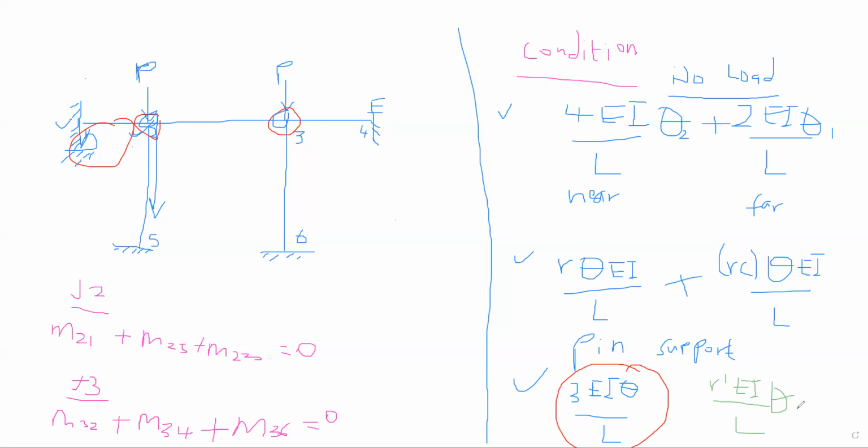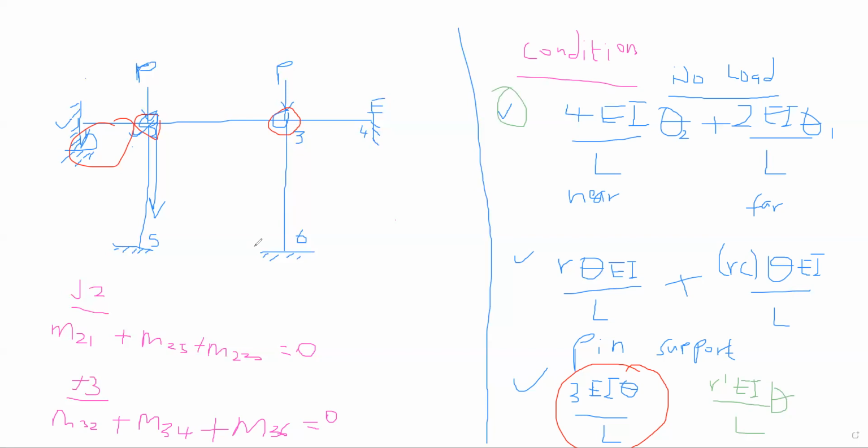So if you can move on, then I think that's basically the conditions you should know. So I said the first one is what? Do you remember? The first condition is when no load is passing through and you have a fixed end somewhere. Do you get it?